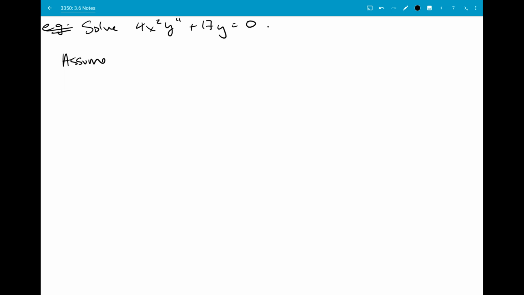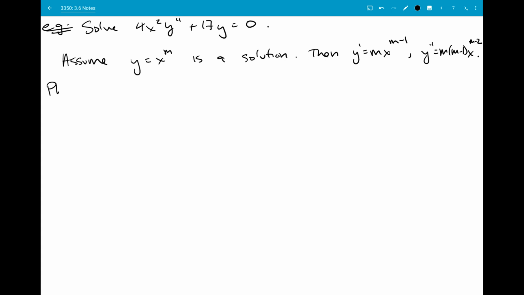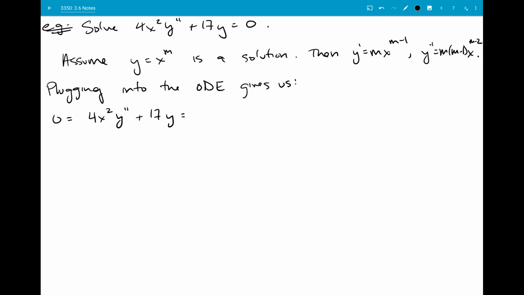So we're going to assume y equal to x to the m is a solution. Then we're going to have y prime equal to m x to the m minus 1, and y double prime equal to m times m minus 1, x to the m minus 2. And so when we plug this into the ODE, we're going to get 0 is equal to 4x squared y double prime plus 17y, which is 4x squared times m times m minus 1, x to the m minus 2, plus 17 times y. That's just our original x to the m.